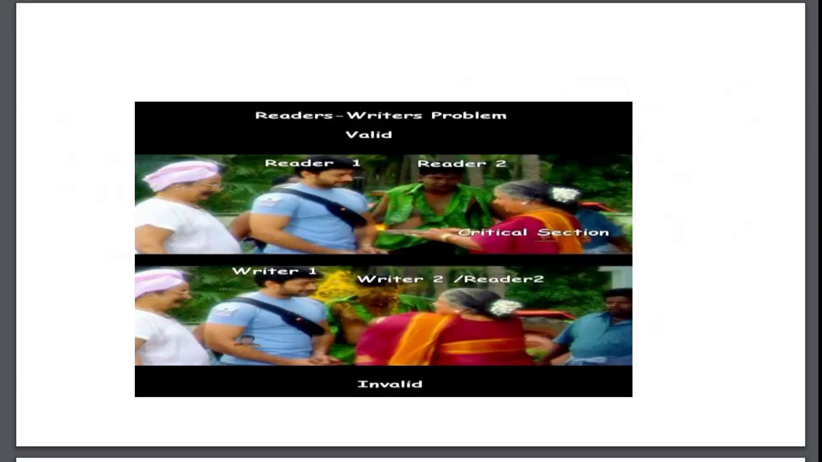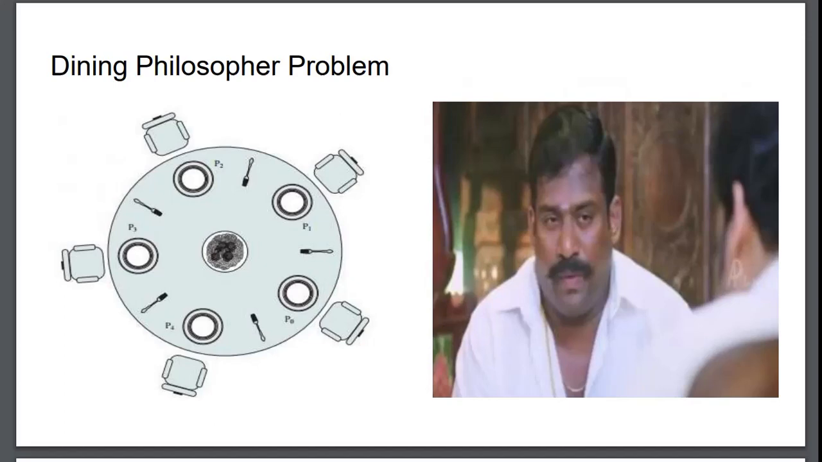But once a writer enters, what will happen? Another writer is already there, then writer 2 will not be allowed to enter into the critical section. So that is invalid.